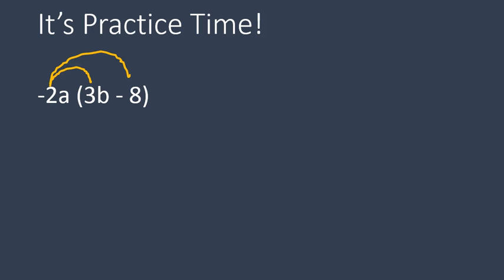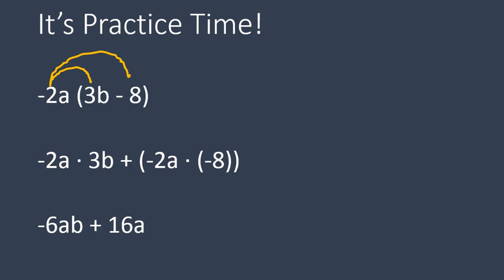We're going to use the distributive property, negative 2a times 3b, and negative 2a times negative 8. That will look like this. Notice how I've set up a lot of parentheses around that negative 2 times negative 8, just to try and keep things clear. And I'm separating them by addition.